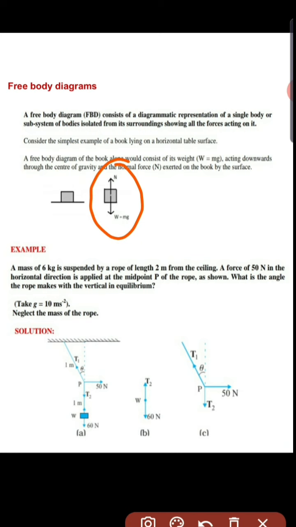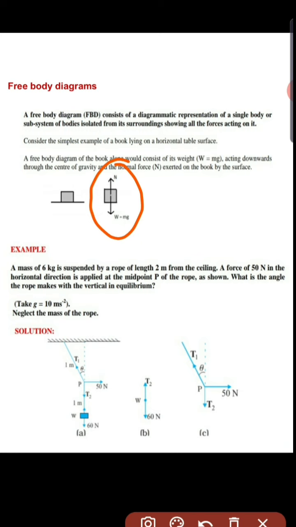It is an example from the textbook. A mass of 6 kg is suspended by a rope of length 2 meter from the ceiling. A force of 50 Newton in the horizontal direction is applied at the midpoint P of the rope as shown. What is the angle the rope makes with the vertical in equilibrium? Take g to be 10 meter per second square and neglect the mass of the rope.